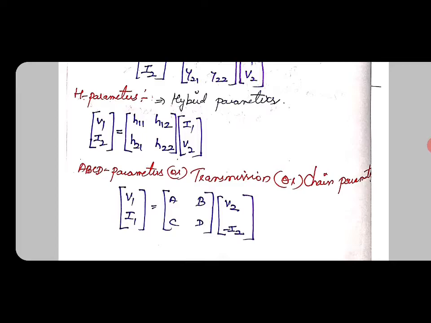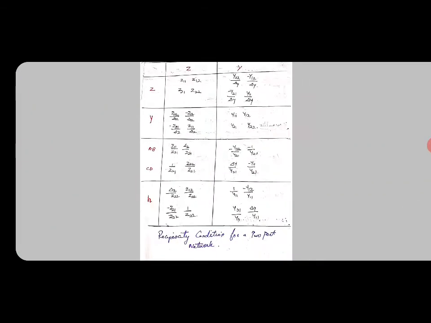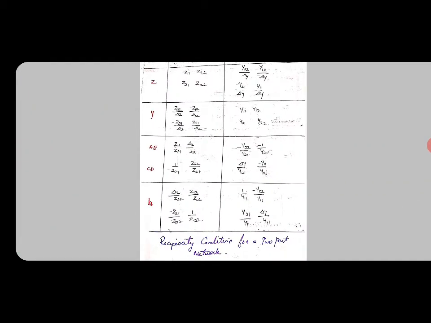ABCD parameters are transmission or chain parameters. The format for ABCD parameters is V1, I1 equal to A, B, C, D into V2, minus I2. We need to know very clearly that ABCD parameters are also called transmission parameters or chain parameters. These are the four parameters we are going to see. They will give Z parameters and ask for Y parameters, or give Y parameters and ask for Z parameters, vice versa.